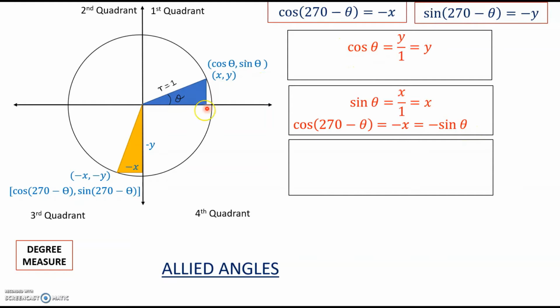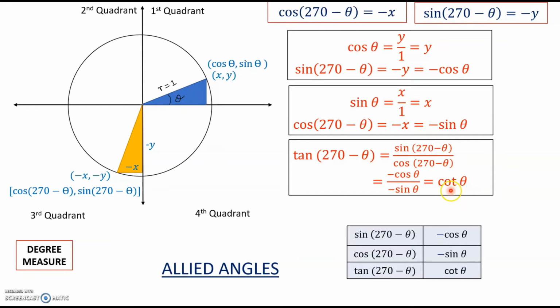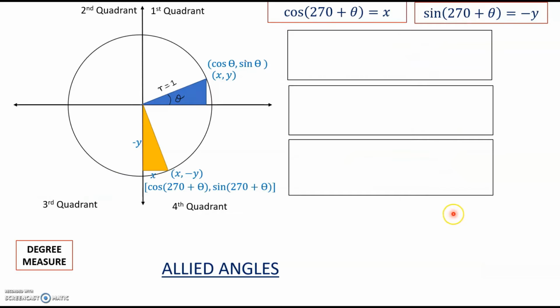Similarly, cos theta for this right angle triangle would be y. Applying this onto this, you will find sine(270 minus theta) is equal to minus cos theta. Extending it to tan, your tan(270 minus theta) would be equal to cot theta. And that's a summarized table for 270 minus theta.